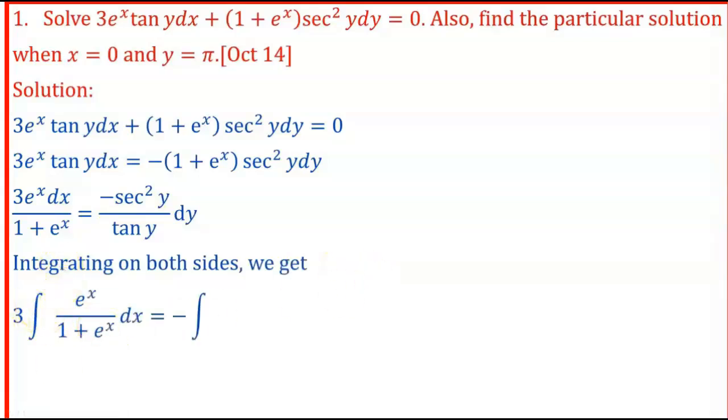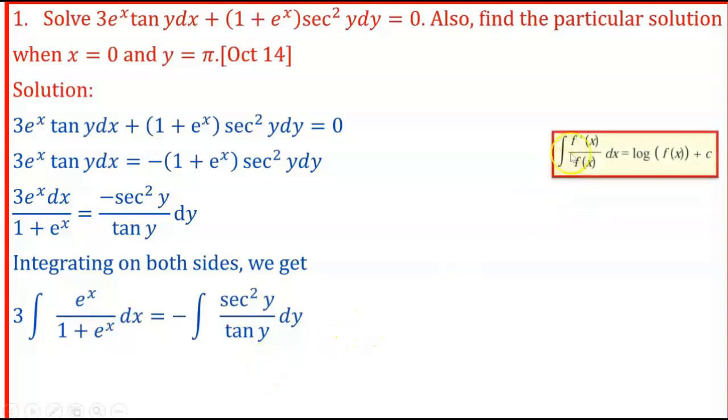3 integral e raised to x upon 1 plus e raised to x dx is equals to minus integral sec square y upon tan y dy. Now this is of the form integral f dash of x upon f of x into dx is equals to log of f of x plus c. Similarly here, what is the derivative of 1 plus e raised to x? The derivative of 1 plus e raised to x is e raised to x. What is the derivative of tan y? It is sec square y. Therefore, it is of the form, and their integration is 3 log of mod of 1 plus e raised to x is equals to minus log of tan y plus log c. Here we take the constant in the form of a log.